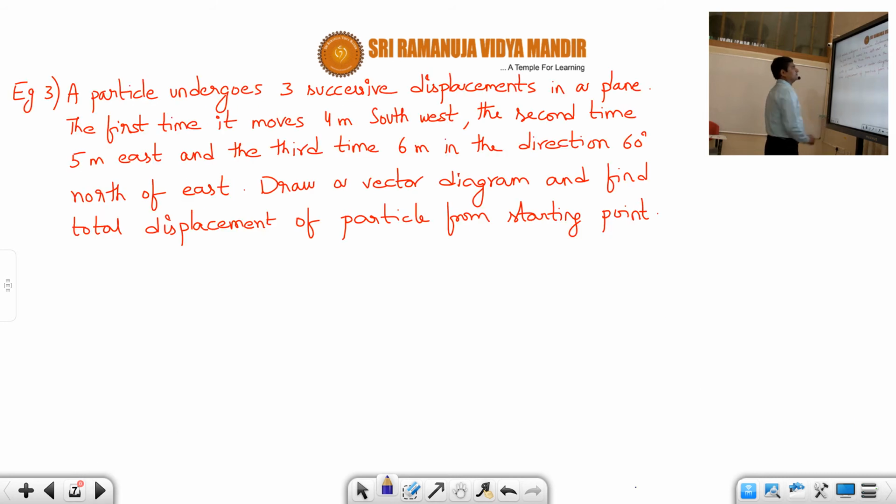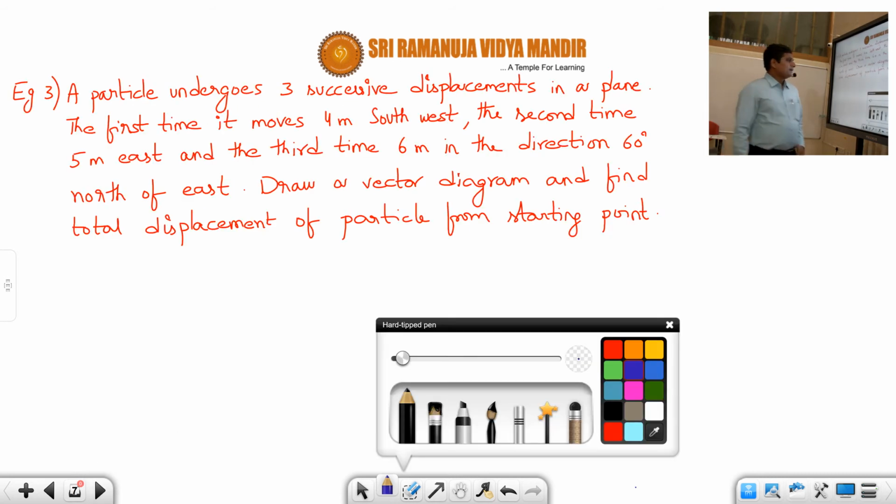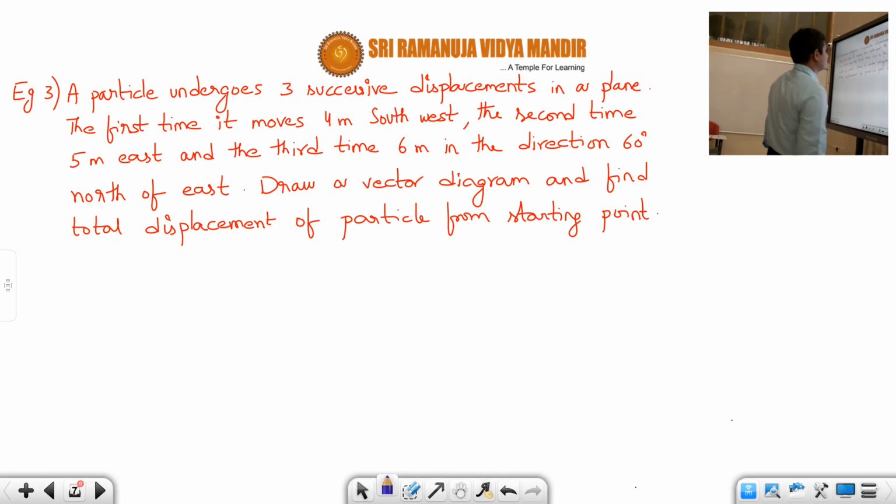And next problem, example 3. A particle undergoes 3 successive displacements in a plane. The first time it moves 4 meters southwest, the second time 5 meters east, and the third time 6 meters in the direction 60 degrees north of east. Draw a vector diagram and find the total displacement of the particle from the starting point.